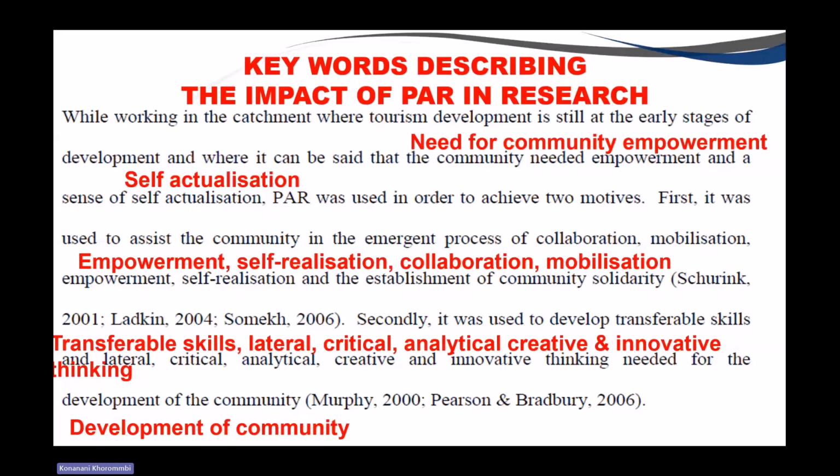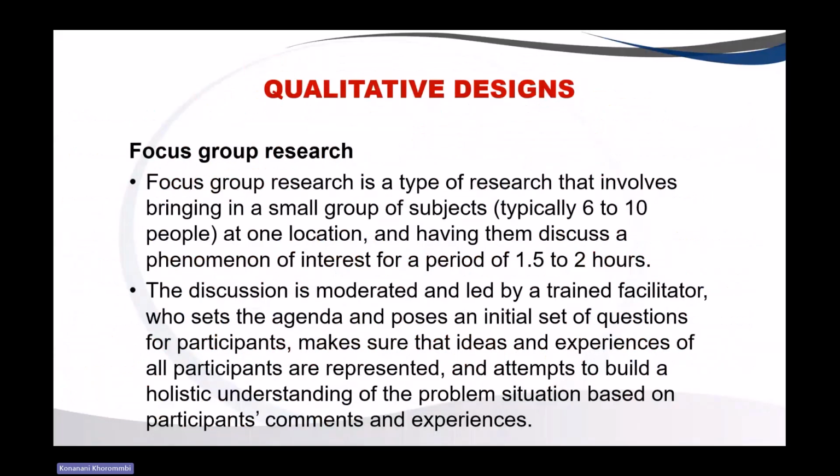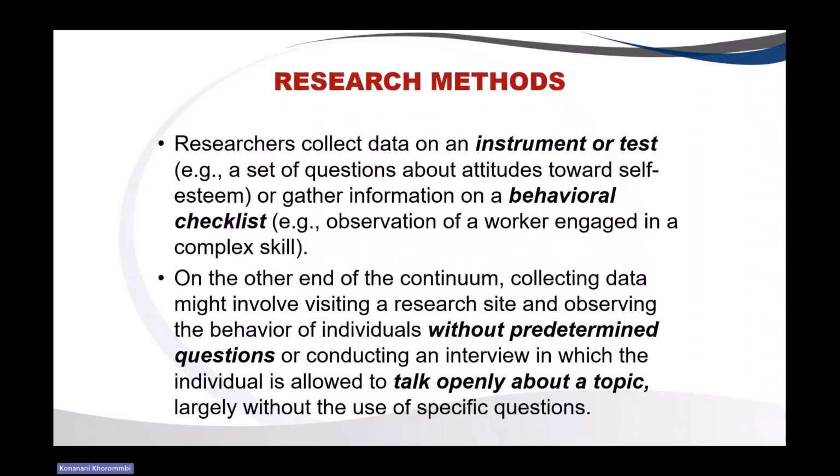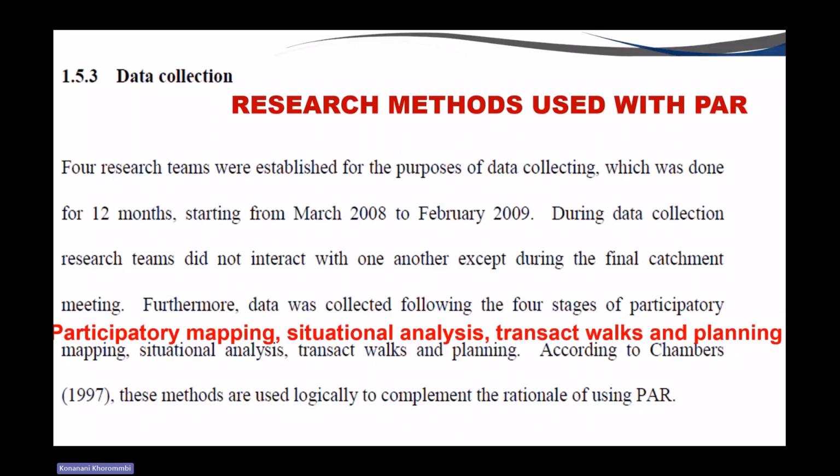Let's move to the research methods and see how I've used them in participatory action research. It says this extract is from chapter 1 because it was summarized. Look what has happened. We had 4 research teams for the purpose of collecting data. It was done in 12 months. During data collection, research teams did not interact with one another except during the final catchment meetings. Furthermore, data was collected following 4 stages.